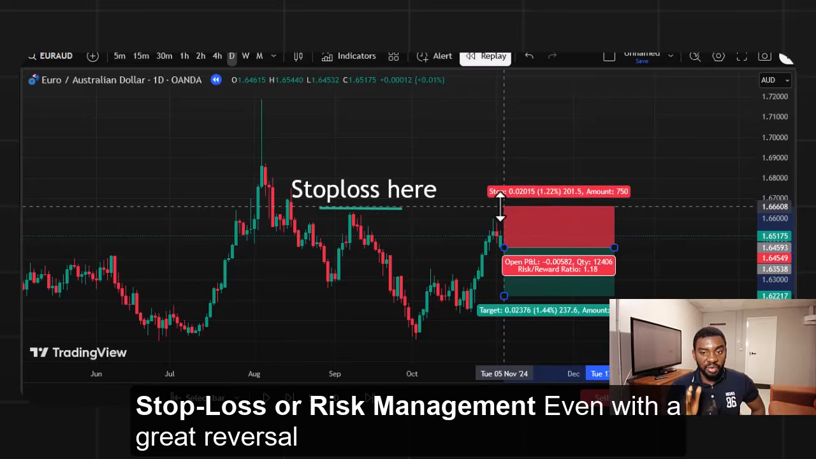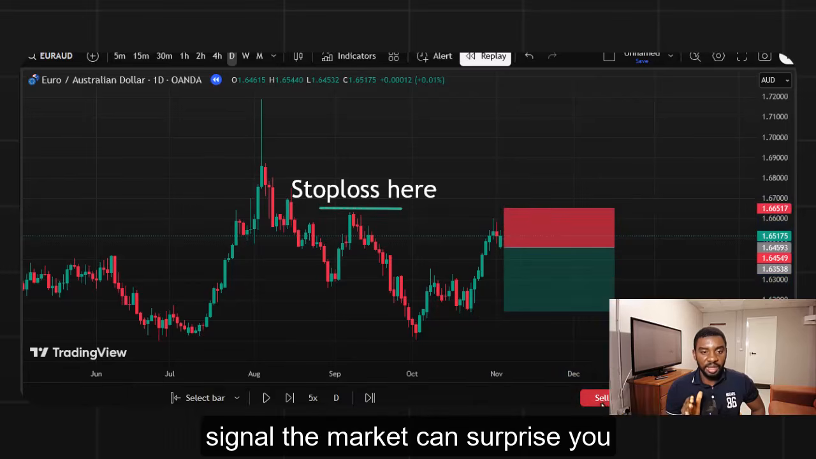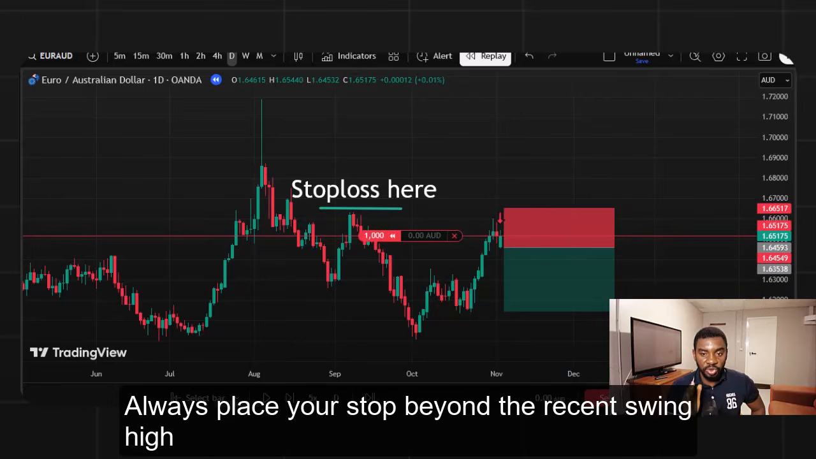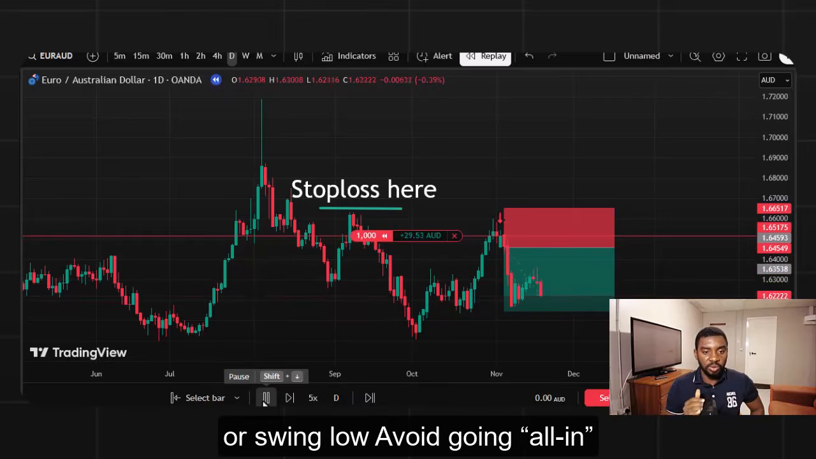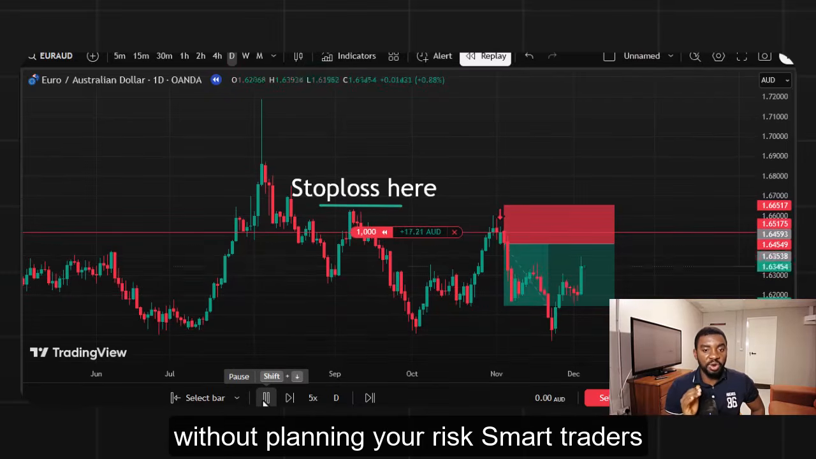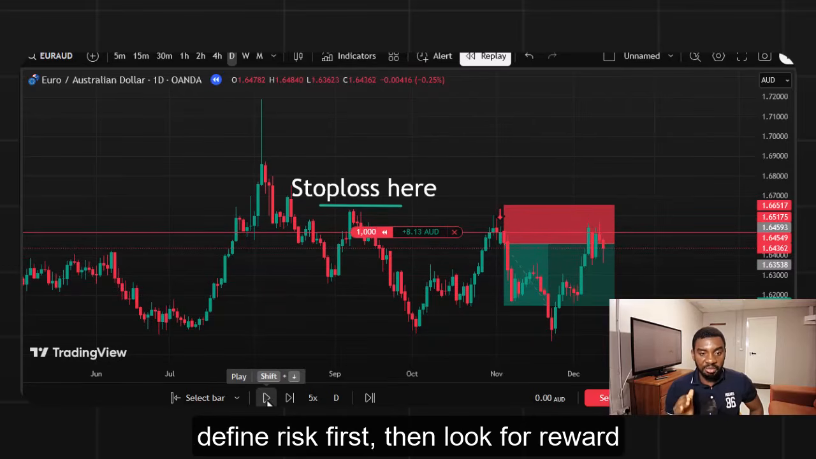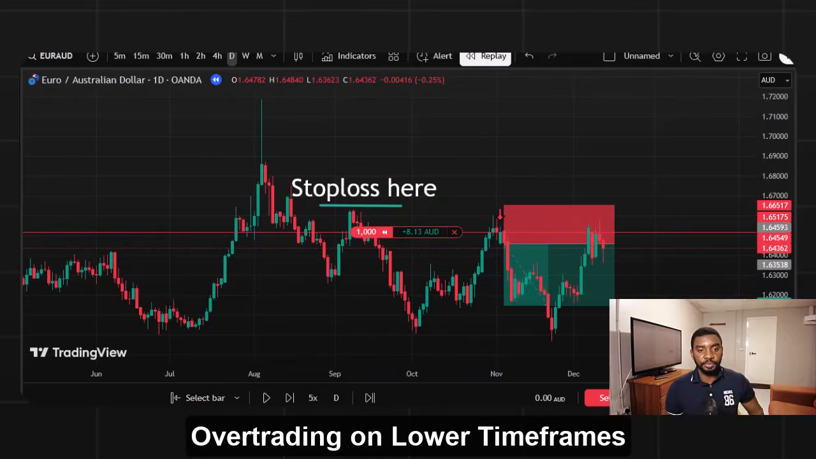Skipping stop loss or risk management. Even with a great reversal signal, the market can surprise you. Always place your stop beyond the recent swing high or swing low. Avoid going all in without planning your risk. Smart traders define risk first, then look for reward.